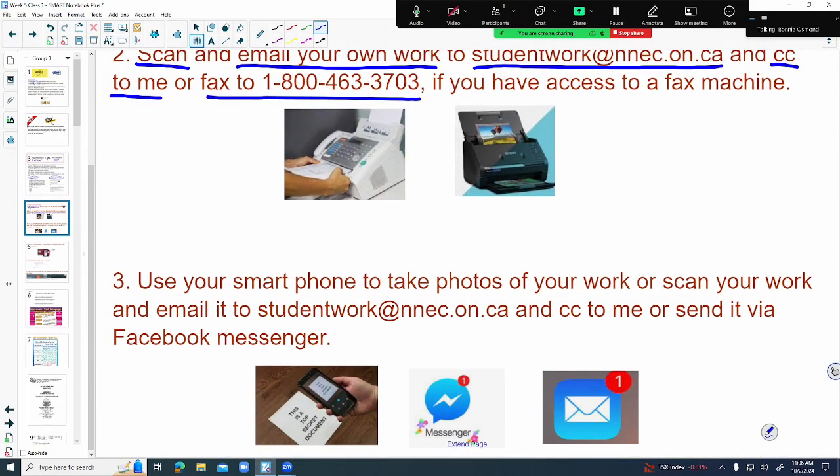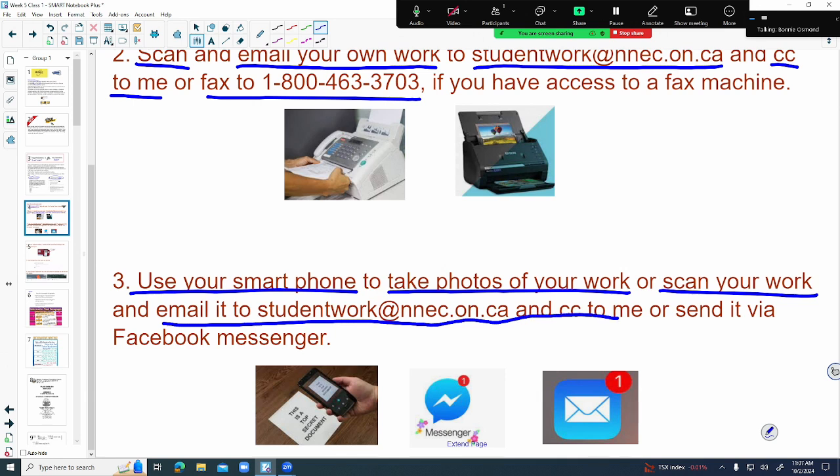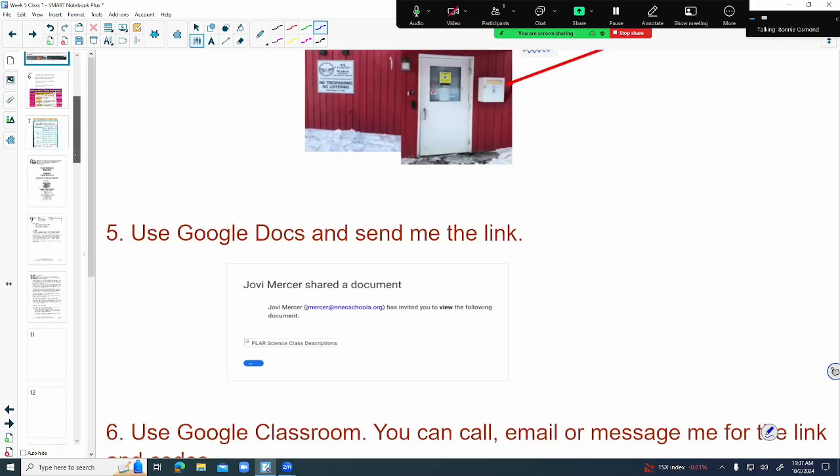If that doesn't work for you, then you can use your smartphone. With your smartphone, you can either take photos of your work or scan your work using the built-in scanner on your smartphone. And you can either email it, again, to the student work email and CC it to me, or you can send it via Facebook Messenger. So take pictures and send them on Messenger. You can submit any of your work through Messenger, the culminating activity or your key questions, whatever it is you're doing.